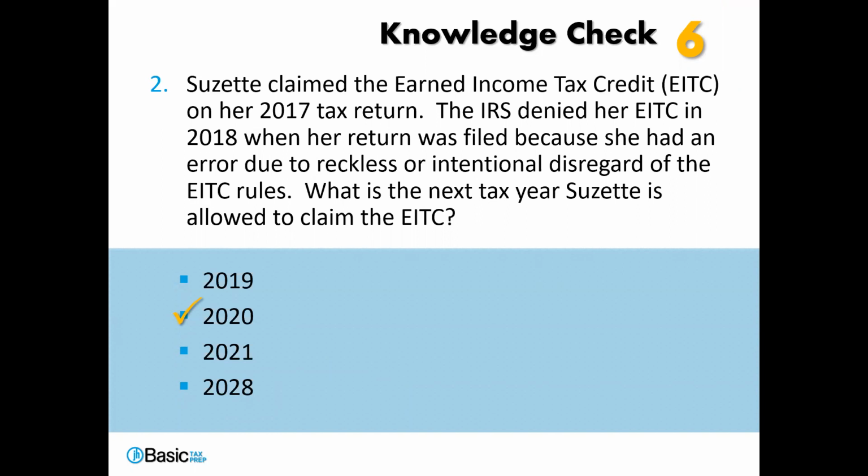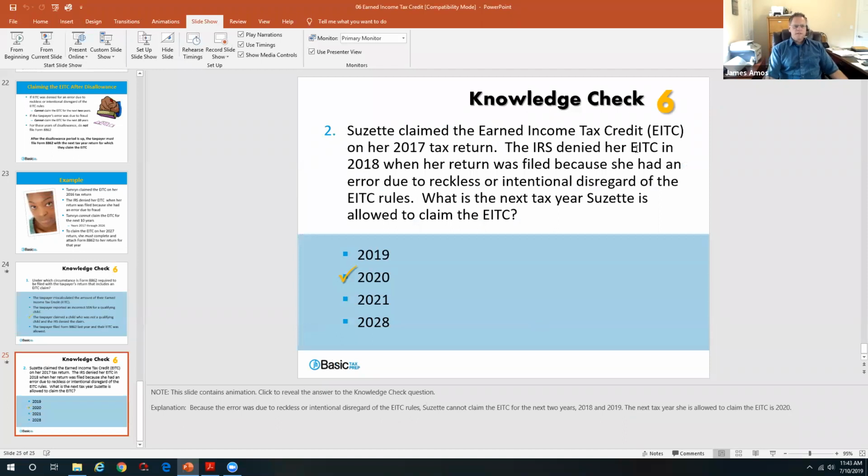So in the year that it's disqualified, it's the next 2 years for recklessness, or the next 10 years for fraud. So you do it that way, and then it's the following year after those disqualified years that they could do it. Okay. So before we go any further with this, are there any questions about earned income credit? Because we have finished earned income credit.